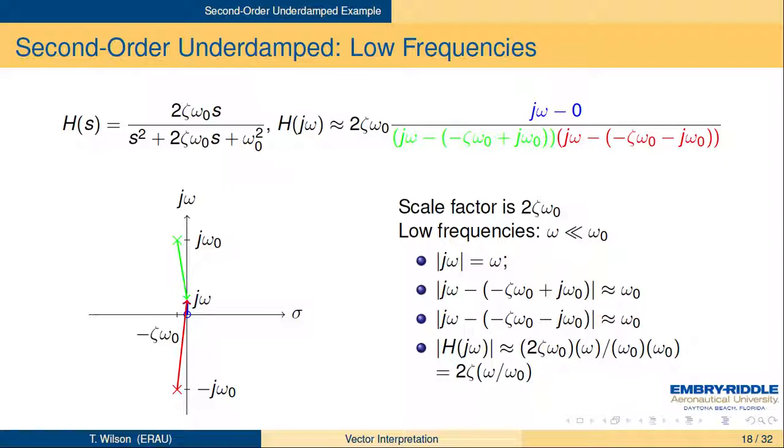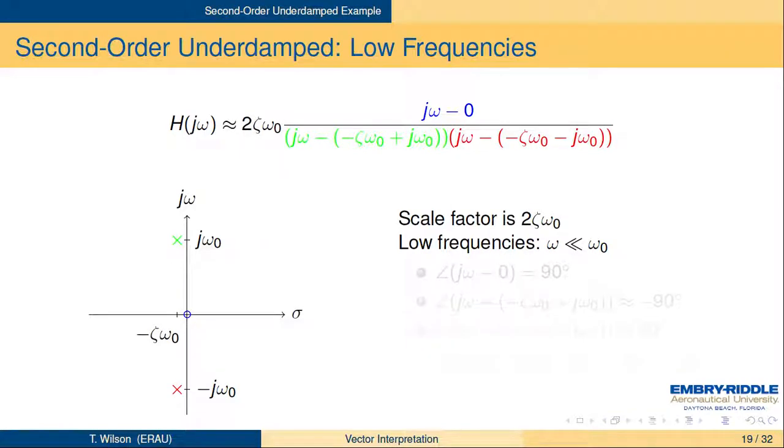Pull out the 2 zeta, that's just a slope. Actually, 2 zeta over omega naught is the slope, but if we normalize the frequency, so we're talking about omega over omega naught, then you should get a straight line proportional to omega over omega naught with a slope of 2 zeta. So when we're in the low frequency regime, the vector from the 0 is controlling everything. As omega gets bigger, that vector is going to change, but the vectors from the poles aren't going to change that much. So omega is the dominant factor in the low frequency regime.